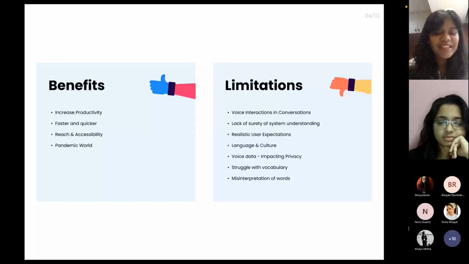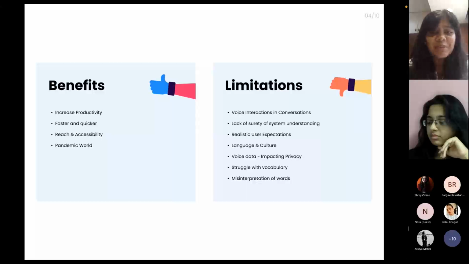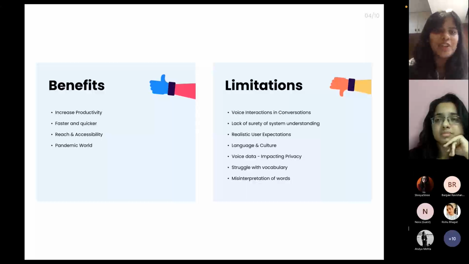And the last point for this is misinterpretation of words. Again, it's very similar to the first point. It's about how sometimes when we're talking to these devices, they just don't get us, right? So hopefully in the near future, we have these limitations refined, and hopefully they're able to meet the user's expectations.